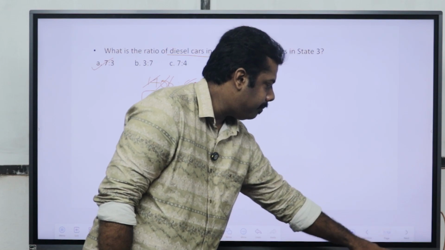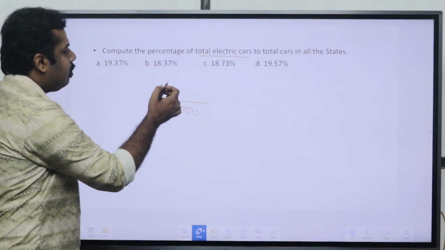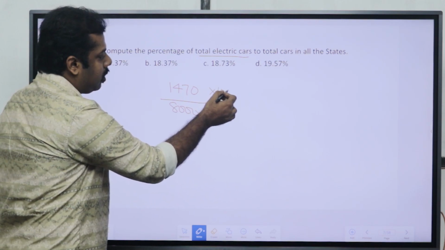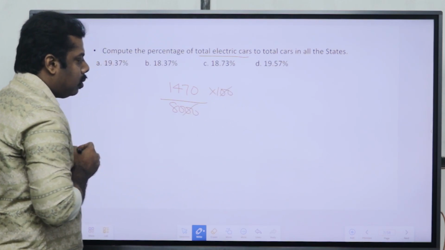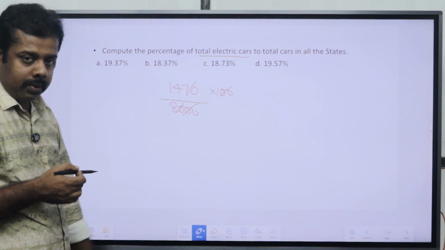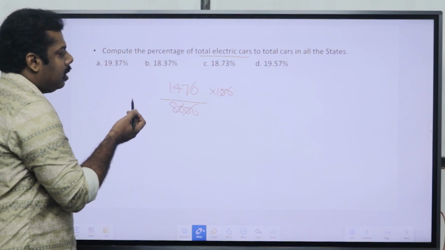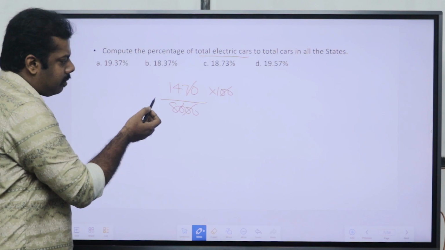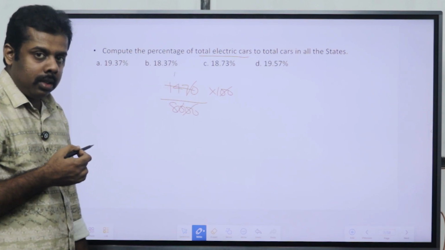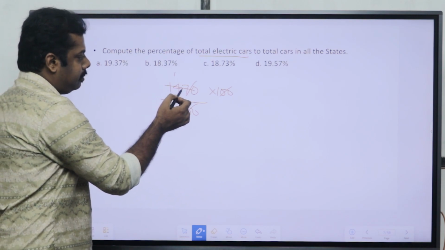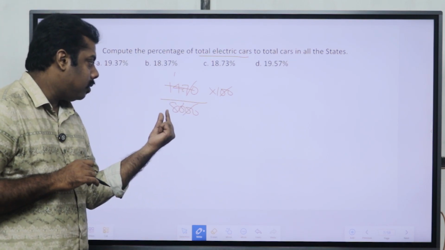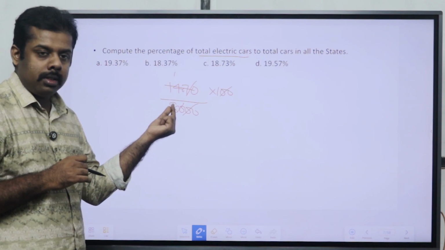So 1470 into 100. We have to just calculate this now. So 100 is common. Then a 10 is also common. So 147 by 8. If you're just dividing it, what are we going to get? So it is going to go one time, which is going to give us 8. Now the remainder is 6. So 67 will come. 67, how many times will it go? 8 8s are 64.